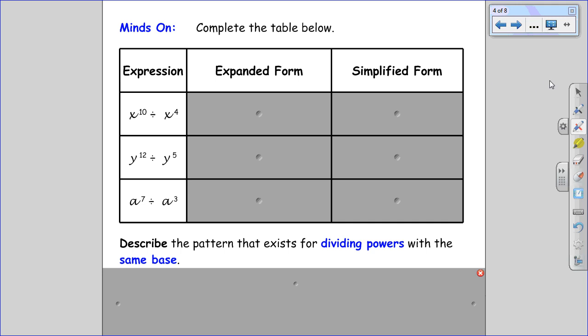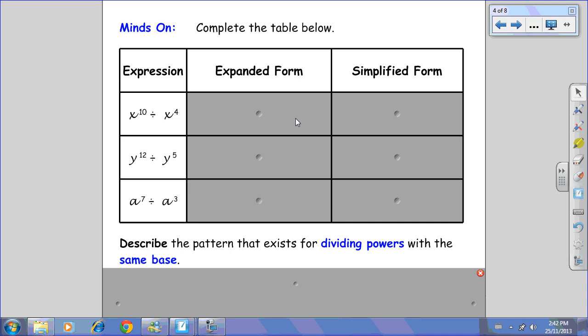Now let's take a look and see how that changes if we're doing division. So x to the 10 divided by x to the 4. Again, I'm going to ask you to pause the video, rewrite them in expanded form, and then as simplified powers. If you take the time to do this yourself, you're more likely to remember what you did.